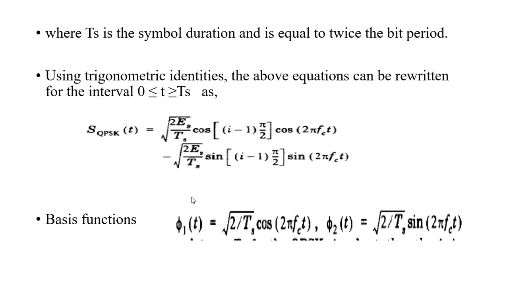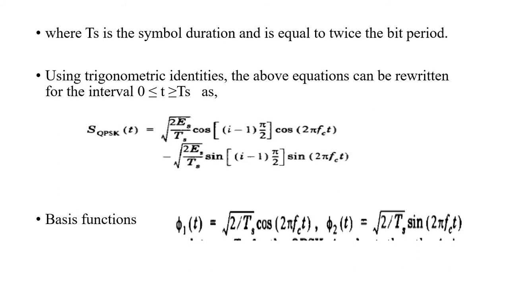We know that the orthonormal basis functions play a main role in plotting the constellation diagram. Here phi 1 of t equals root of 2 by Ts cos of 2 pi fct, and then phi 2 of t. So 2 basis functions will be there.